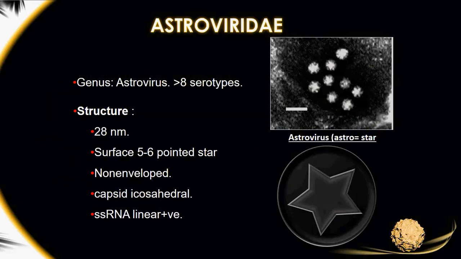Another group is known as Astrovirus. Astro means star, so the nucleocapsids may look like a 5-pointed pentagram. It is very small, 28 nanometers, and non-enveloped, with a capsid of icosahedral symmetry encompassing single-stranded RNA of positive sense.